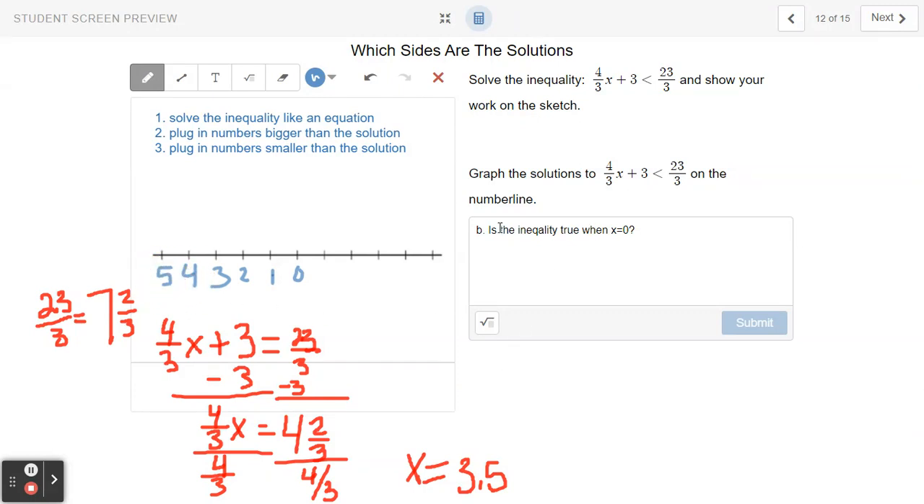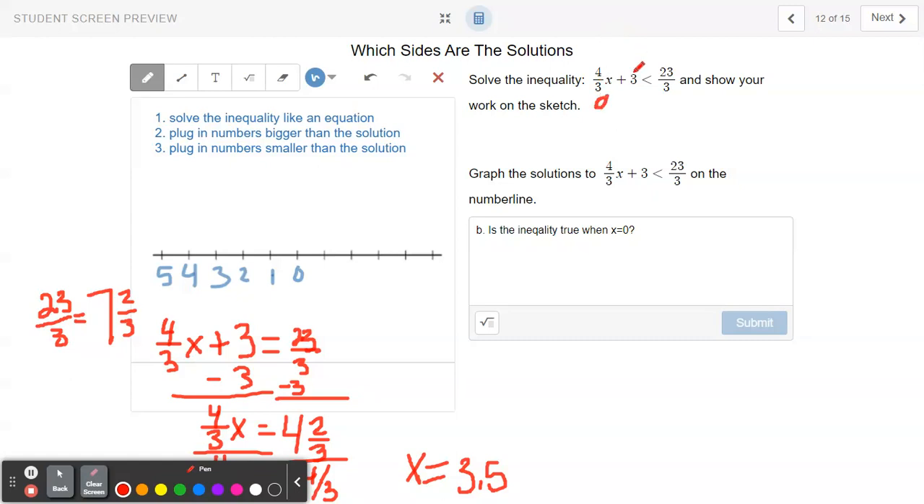So is the inequality true when x is 0? If I put a 0 in for x up here, that means 4 thirds times 0 is 0. So then we get 3. Is 3 less than 23 thirds? Well, yes, because 23 thirds is 7 and 2 thirds. So 3 is less than 7 and 2 thirds. So does this work? Yes, it does.